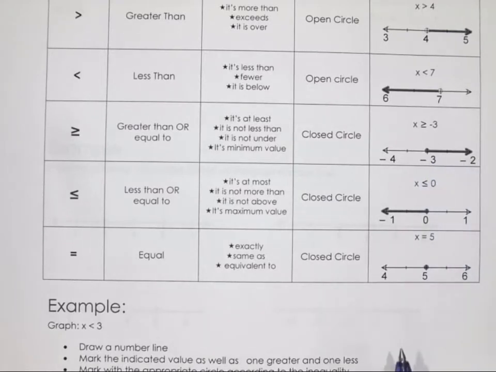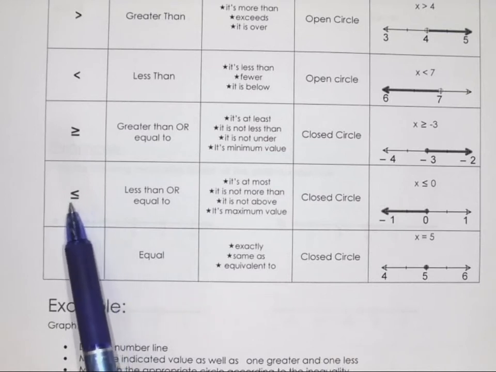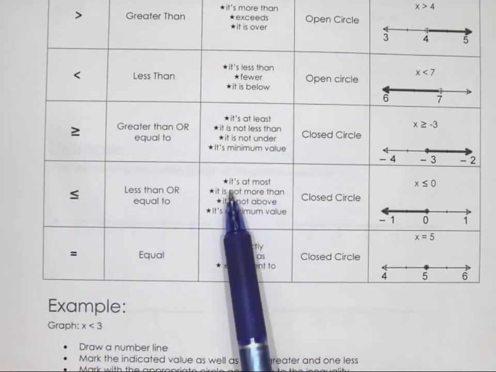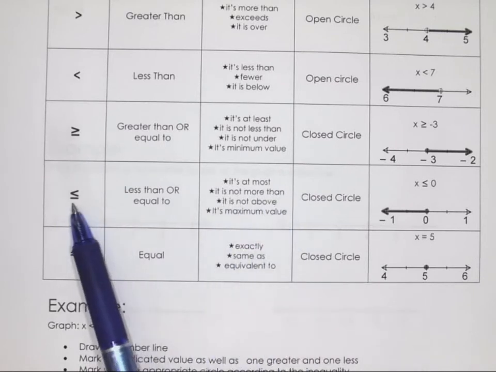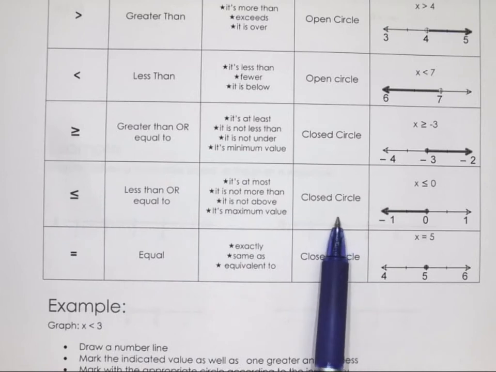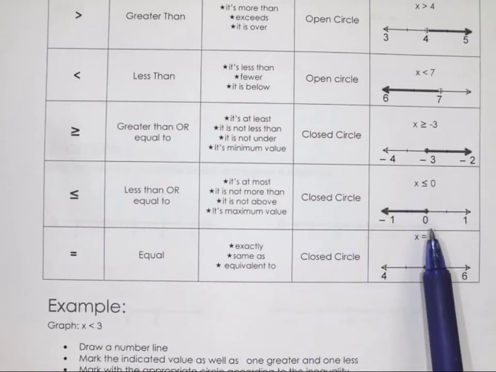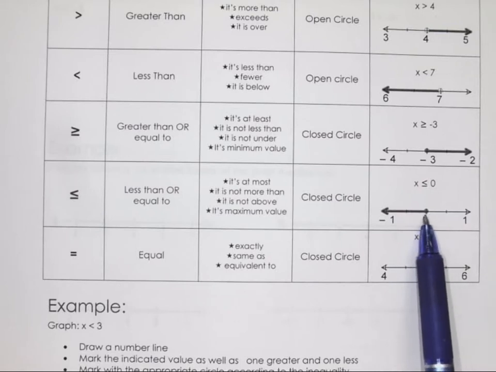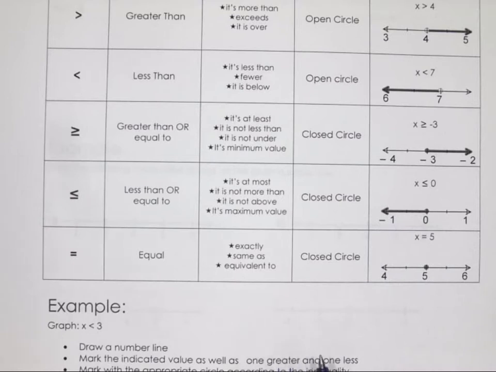That's pretty exciting. Less than, same sort of thing. It's got less than or equal to. It's got the little line under it. It's at most, it's not more than, it's not above, it's a maximum value. The equal to sign means that we have the closed circle. So if x is less than or equal to 0, we start our number on the number line at 0, with a closed circle, and then the arrow is going to point in a direction of values less than 0.